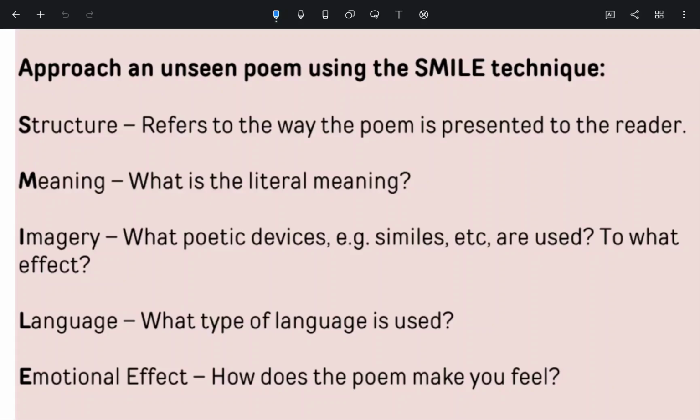Now, E stands for emotional effect. How does the poem make you feel as a person? How does it make you feel personally? That's something that you want to talk about in further detail in your exam.